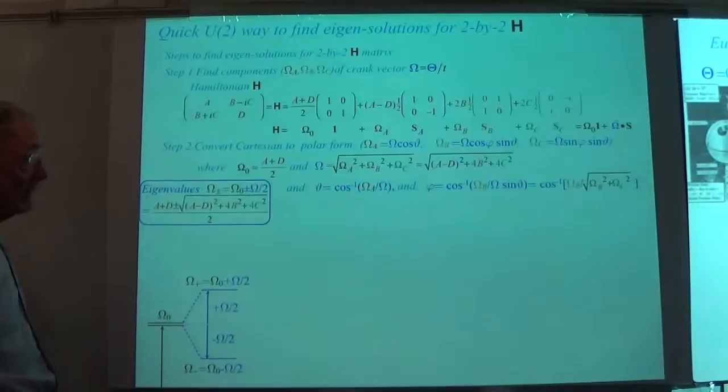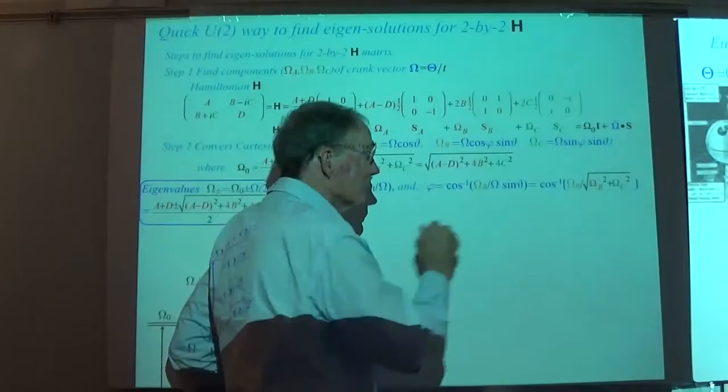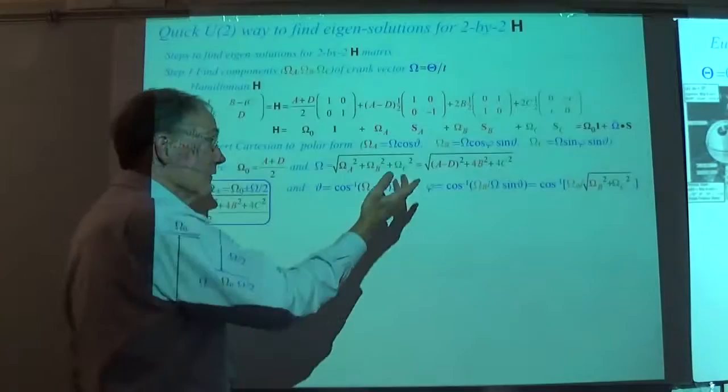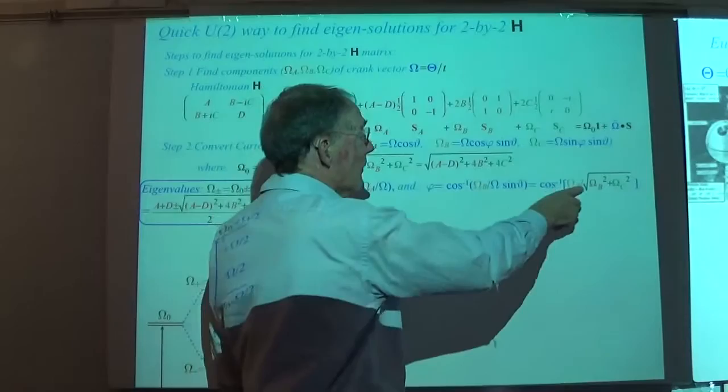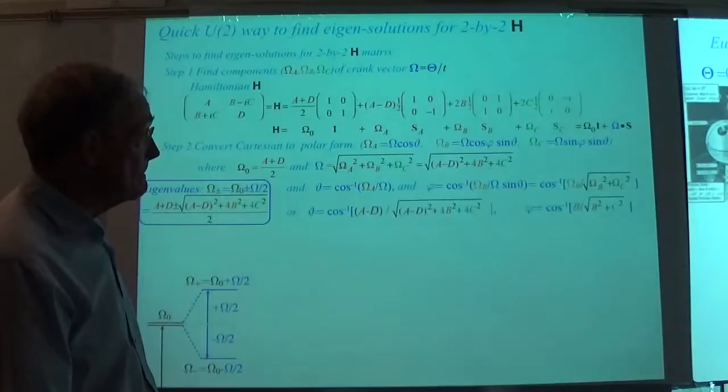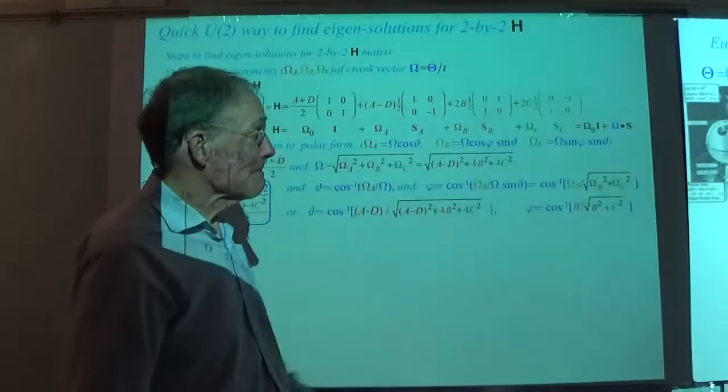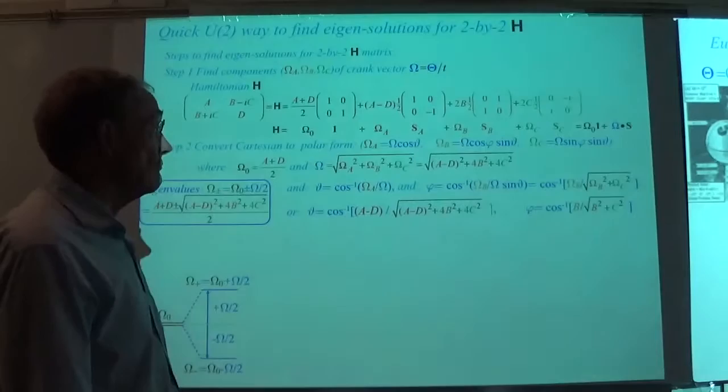Then we've got to find the polar angles that are associated with the crank vector. And that's not a hard thing to do. You just undo the polar angles with an arc cosine, say. It's not the only way to do it. Two arc cosines here, or this, if you want to write it in terms of the omega, B, and C. Okay, so that gives you theta and phi. We already had the omega part, so we're kind of done.